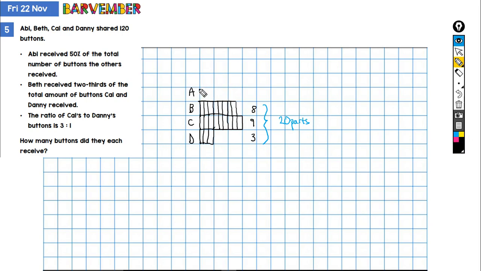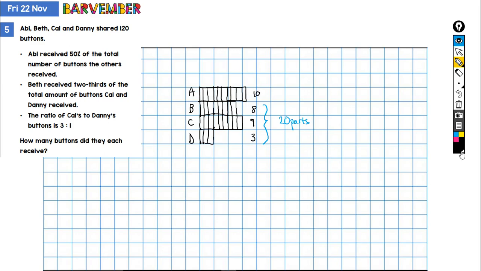Okay, so I need to draw 10 parts for Abby. Okay, so that's going to be all the way to here, plus another part there, another third there. All right, and just for the sake of completeness, let's draw all the parts in. Okay, right, and she has 10 altogether. Okay, so where are we now? We now know all of the proportions, what everybody has compared to everybody else.